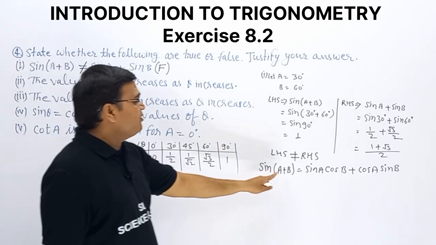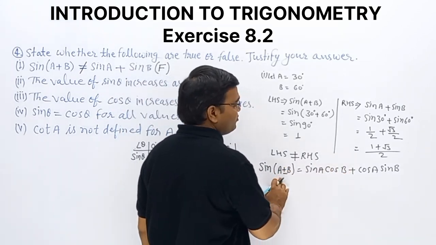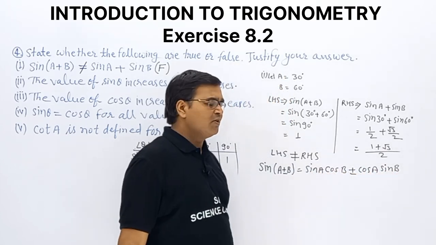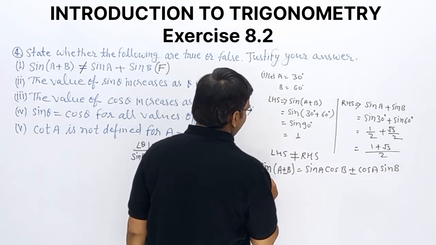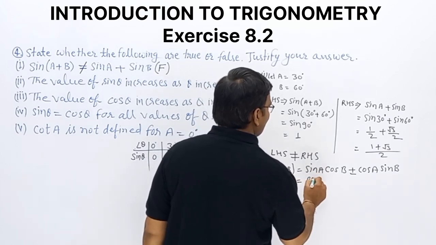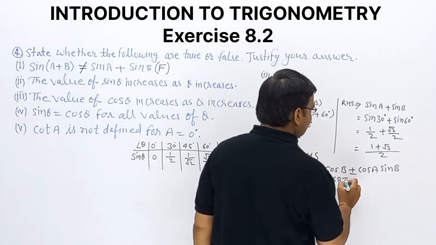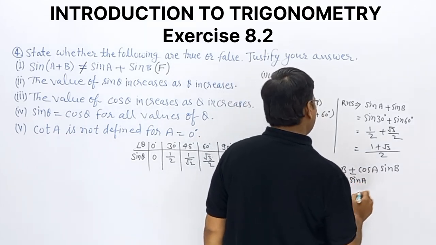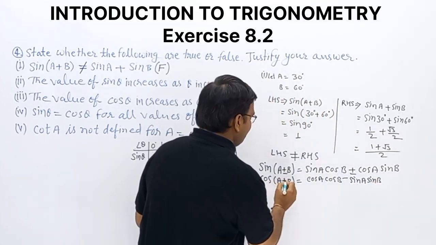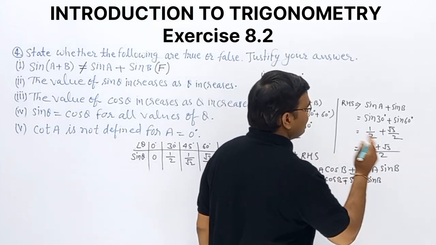Clear? Once we have plus there, then there will be plus. But once we use minus there, sin A minus B, this will be sin A cos B minus cos A sin B. One more trigonometry formula we studied, cos of A plus B. This can be expanded as cos A cos B, and since there is a plus, we will use minus sin A sin B. Once we have minus there, cos of A minus B will be cos A cos B plus sin A sin B.